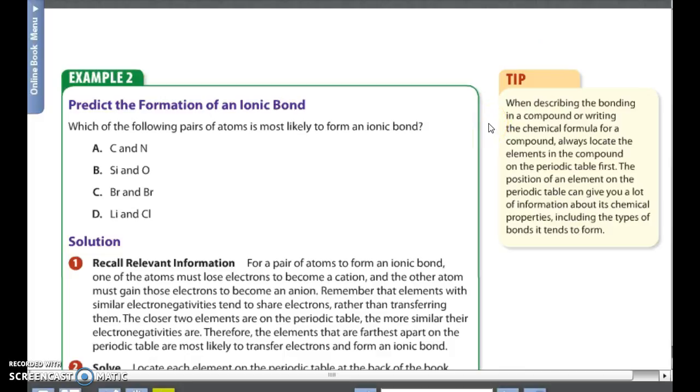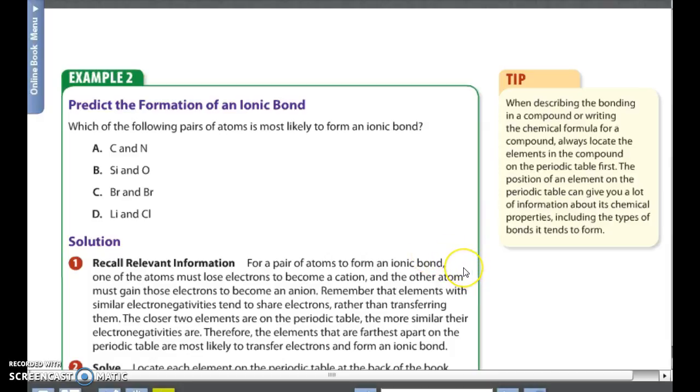Tip: when describing the bonding in a compound or writing the chemical formula for a compound, always locate the elements in the compound on the periodic table first. The position of the element on the periodic table can give you a lot of information about its chemical properties, including the types of bonds it tends to form.